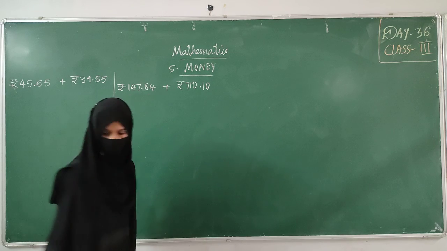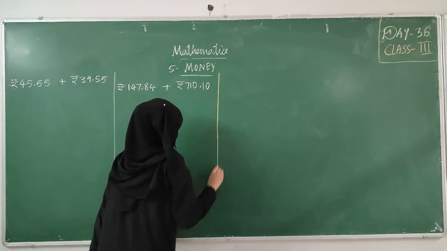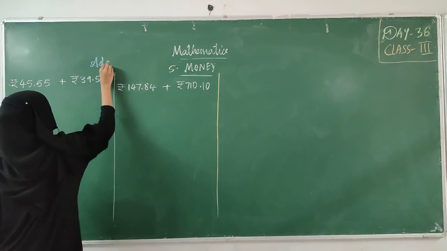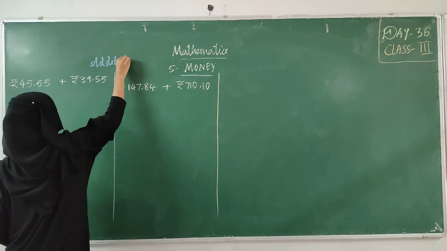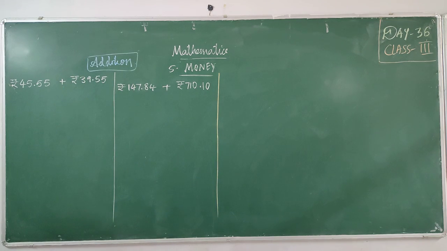Then after that we'll go for subtraction. Very simple, because I hope you are perfect in addition and subtraction. Now these two operations are for addition. Plus sign is there. Very simple.